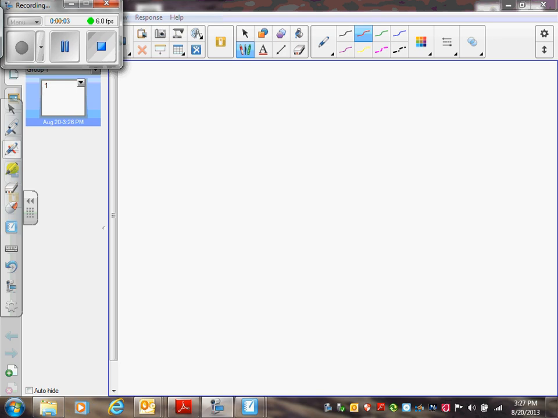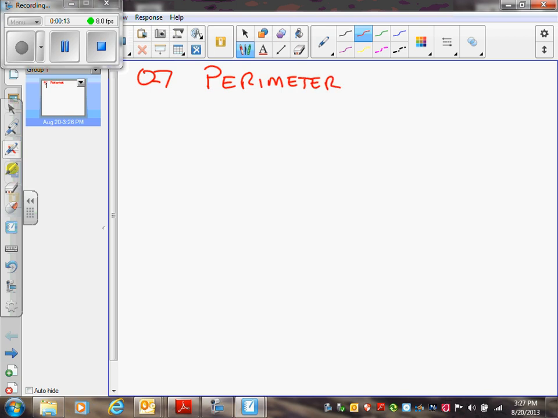This is Mr. Hanna. We're doing lesson 07, which is perimeter. Perimeter is the distance around a figure. So the simplest way to do perimeter is add up all the sides.